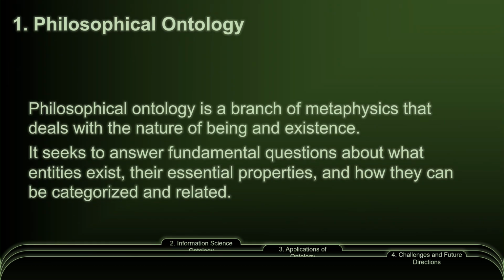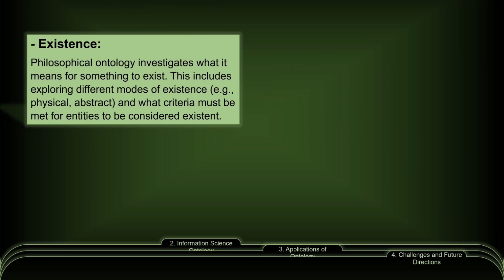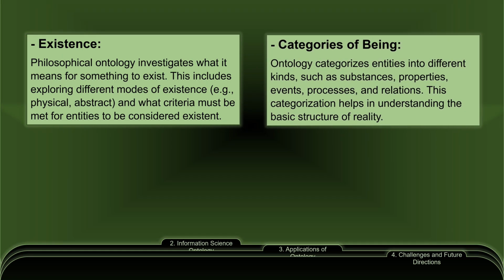It seeks to answer fundamental questions about what entities exist, their essential properties, and how they can be categorized and related. Existence. Philosophical ontology investigates what it means for something to exist. This includes exploring different modes of existence, e.g., physical, abstract, and what criteria must be met for entities to be considered existent.